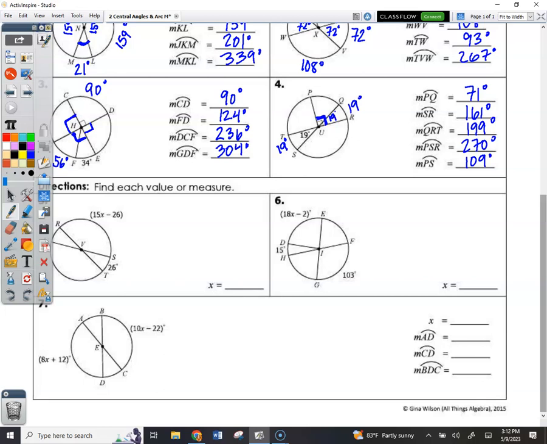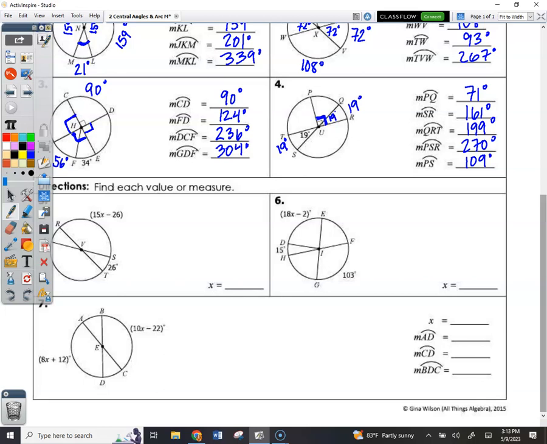How do we know which way to go? Clockwise? It doesn't matter, it depends on the letters. Yeah, well, it says PS, so it could only go this way, or only the 2 letters, which means go the short route. We talked about that yesterday. 2 letters means minor, 3 letters means major.